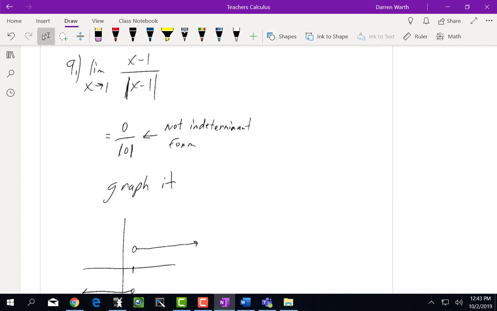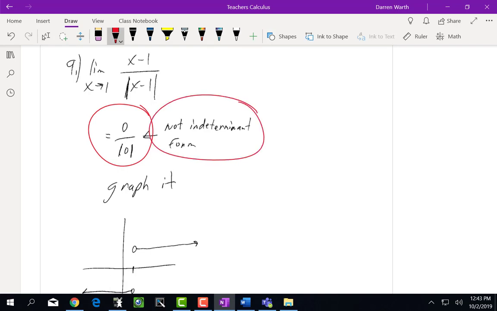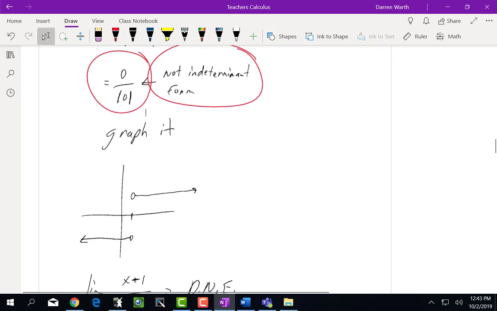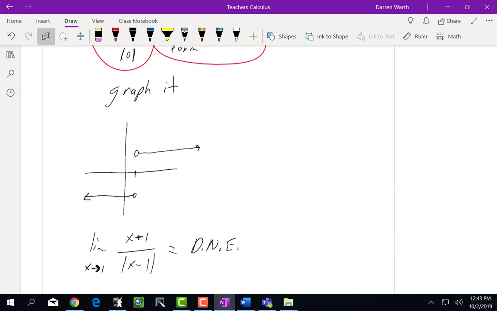Okay, number 9. The problem says it wants me to find the limit as x approaches 1 of x minus 1 over the absolute value of x minus 1. So notice when I do substitute in 1, I do get the form of 0 all over the absolute value of 0. This is not the indeterminate form. So what you're going to want to do is go ahead and graph this. When I graph this problem, this is what my graph is going to look like.